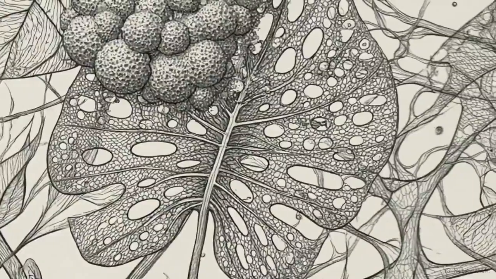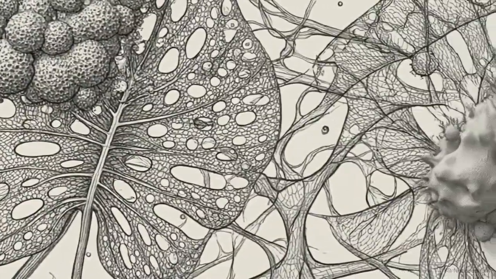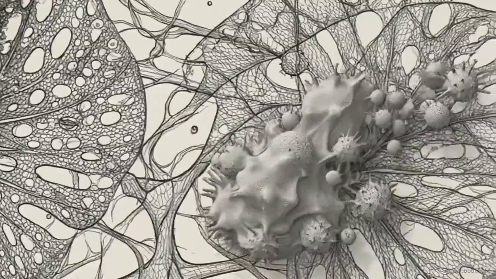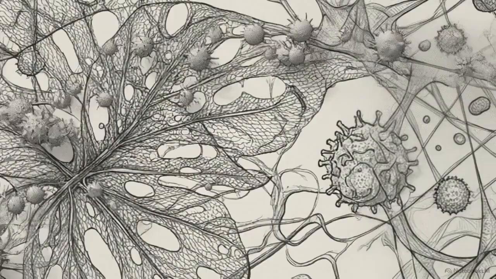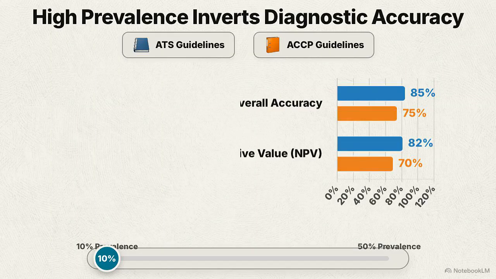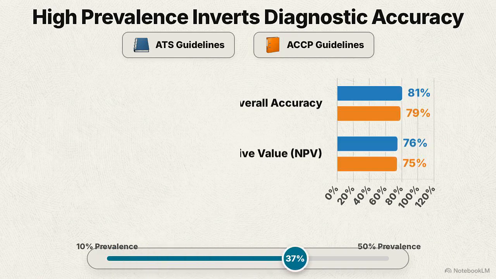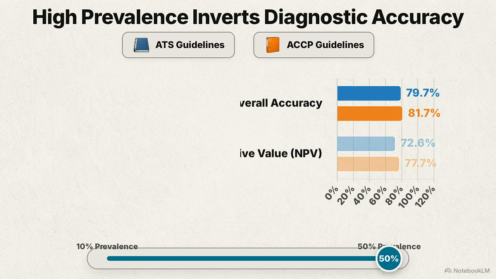Now shift the geographical context. In specialized ILD registries in India, regional exposure to environmental antigens can drive the prevalence of HP to exceed 47%. As the disease becomes more common, the performance metrics invert. At 50% prevalence, the broader ACCP classification becomes more accurate, delivering a score of 81.7% against the ATS's 79.7%. The ACCP also takes the lead in negative predictive value, scoring 77.7% compared to 72.6% for the ATS.